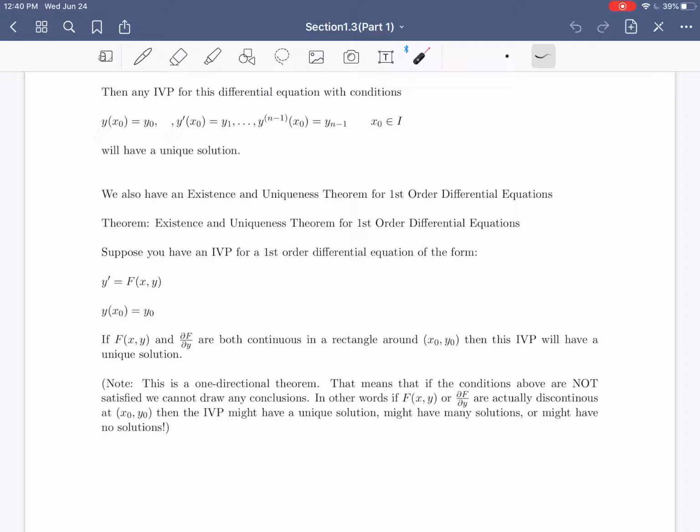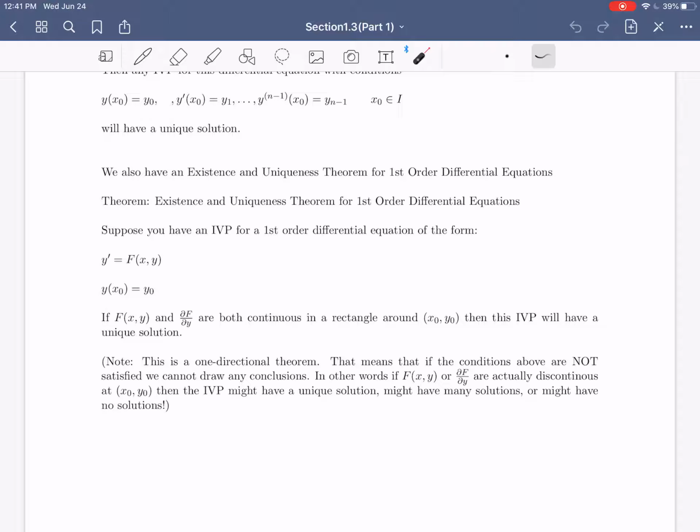And of course, since it's first order, the IVP just looks like y at x0 equals y0. Since it's only first order, you only have one initial condition for the IVP. So, what does this existence and uniqueness theorem say? Well, it says that if you have this IVP for this first-order differential equation, then if this function here and its partial derivative with respect to y. Notice this is the partial derivative with respect to y, because we're thinking about this as a function of both x and y here.